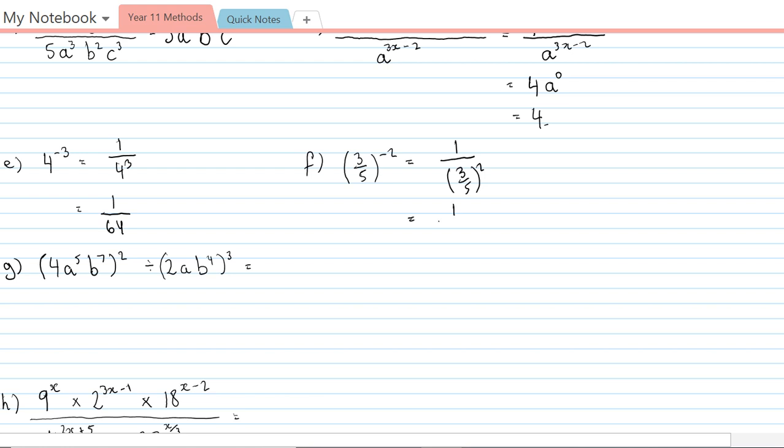Squaring each of those things inside the brackets gives 9/25. And 1 divided by 9/25 should be 25 on 9, just using keep, change, flip. At the moment I have 1 divided by 9 on 25, which is the same as 1 times 25 on 9, using keep, change, flip.